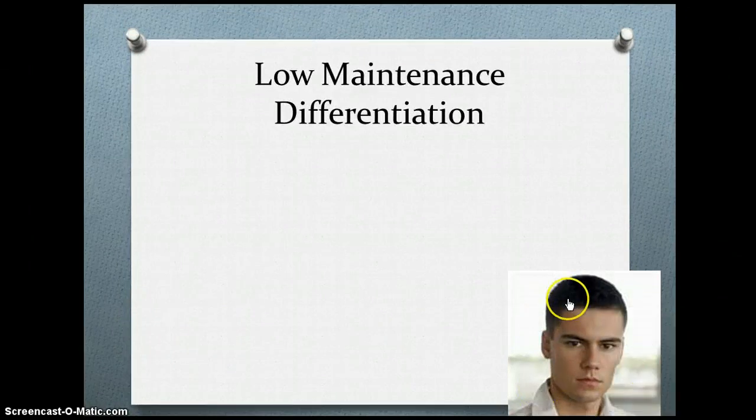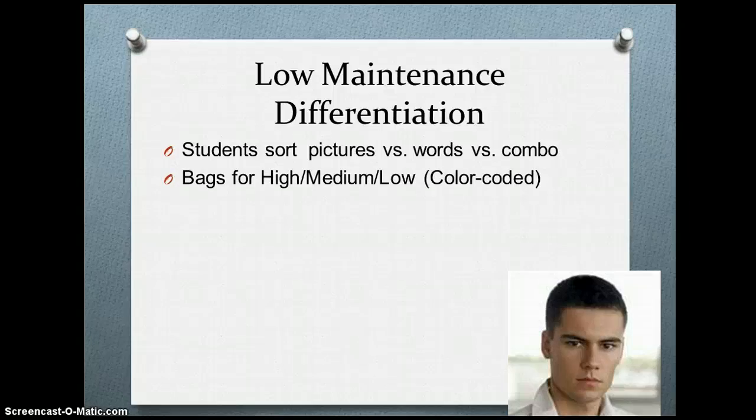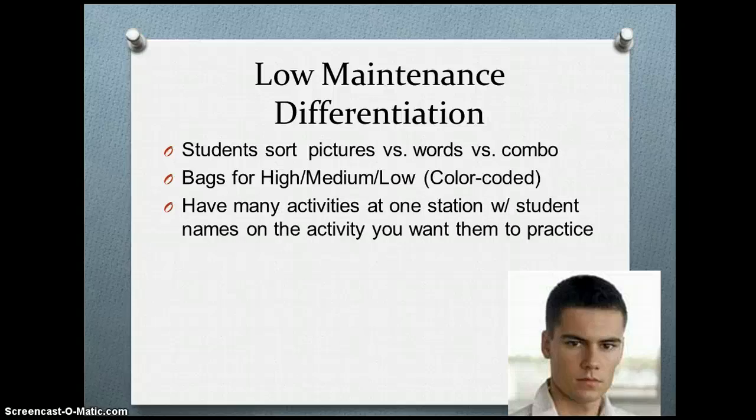Just like this gentleman here has a very low maintenance buzz cut, here are some low maintenance ways to differentiate. So if you're doing some sorting activities, you can have certain students sort pictures, other students can sort just the words, and other students can sort a combination of pictures and words based on needs. Within one workshop station, let's say you have a sight word station, you might have different bags based on different levels of ability. So a certain group of students might get the red bag and play the sight word game bang with the red bag of words versus other students might do the blue bag of words.